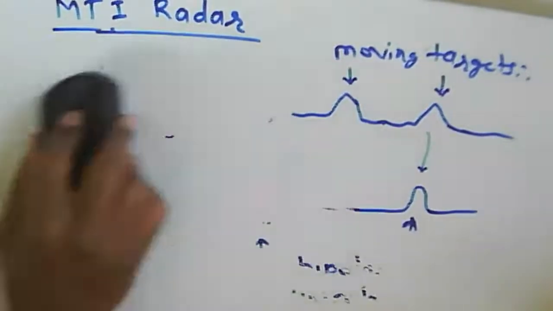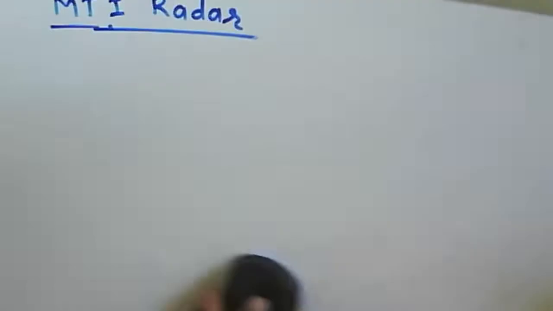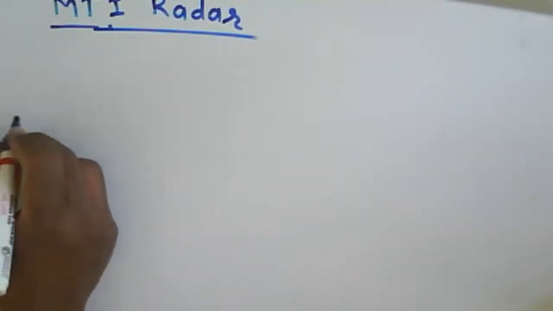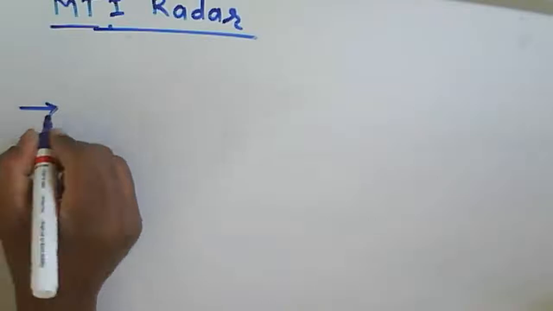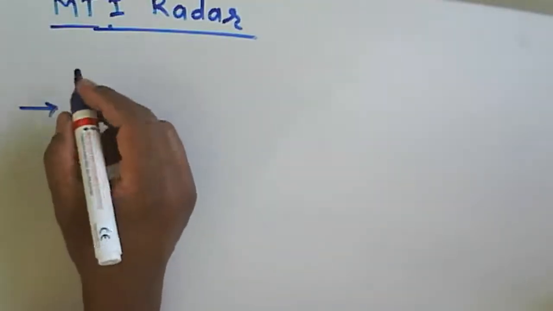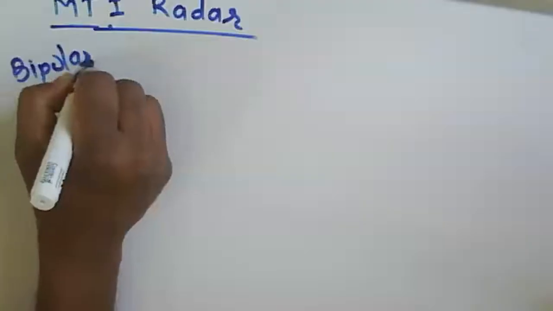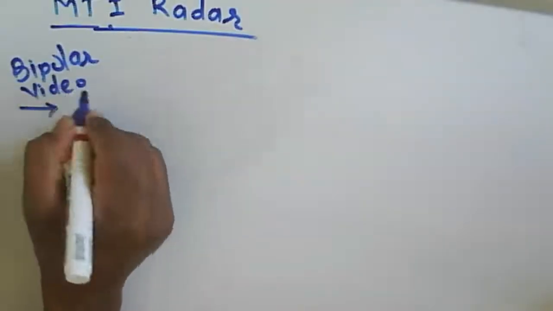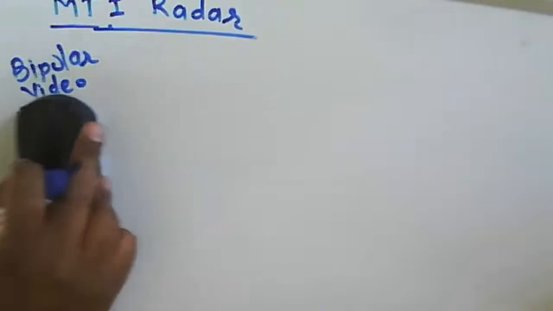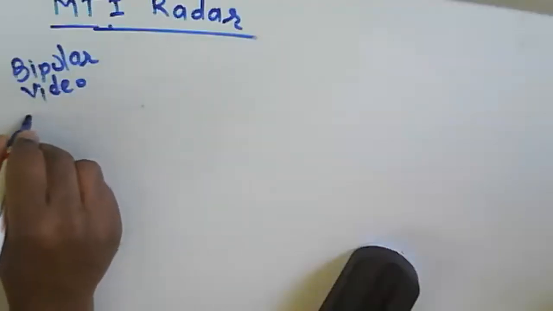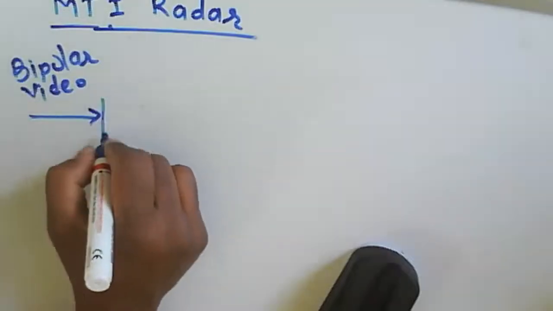Now we will consider one more diagram to understand the block diagram of a single delay line canceller. In a single delay line canceller, the input we provide is a bipolar video. This one is the input, the bipolar video.